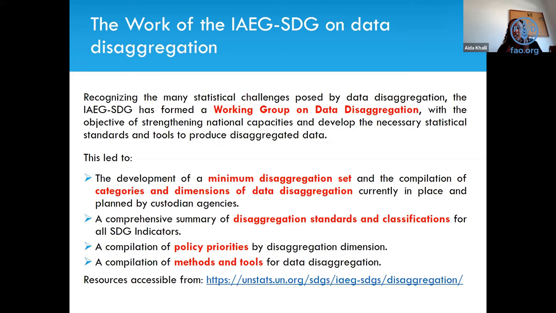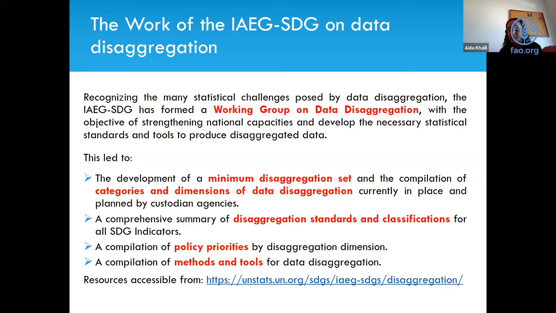So the working group was created, I think, around 2016. And this led to the development of many tools. One of the most important, and the simplest one, is this minimum disaggregation set and the compilation of categories and dimensions of data disaggregation.